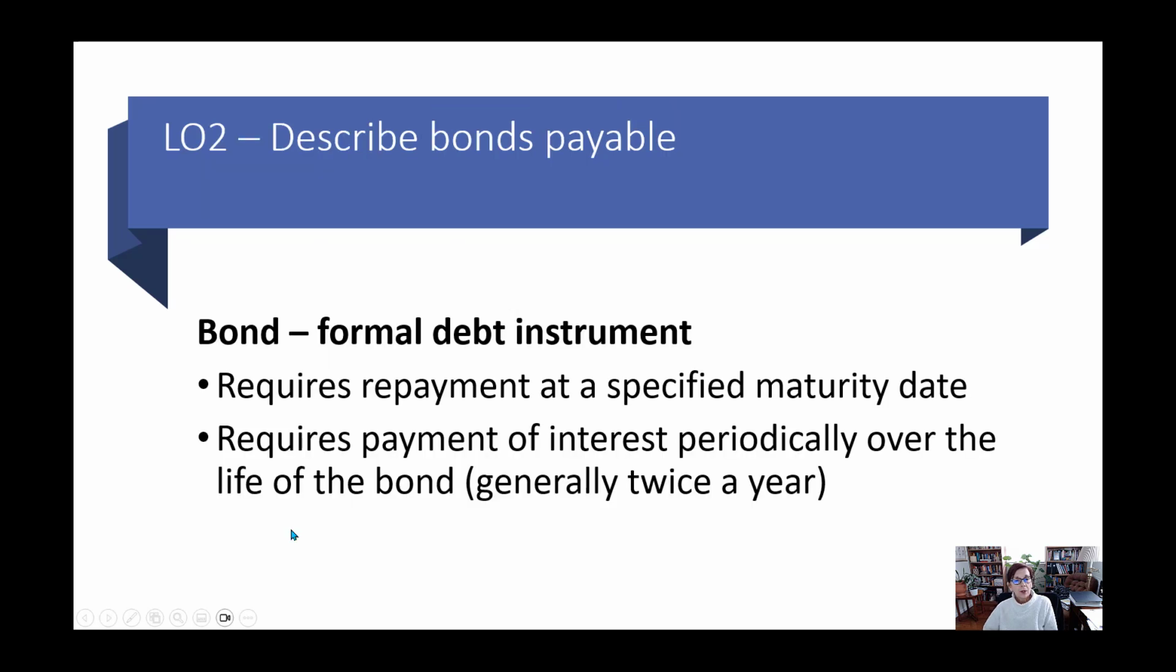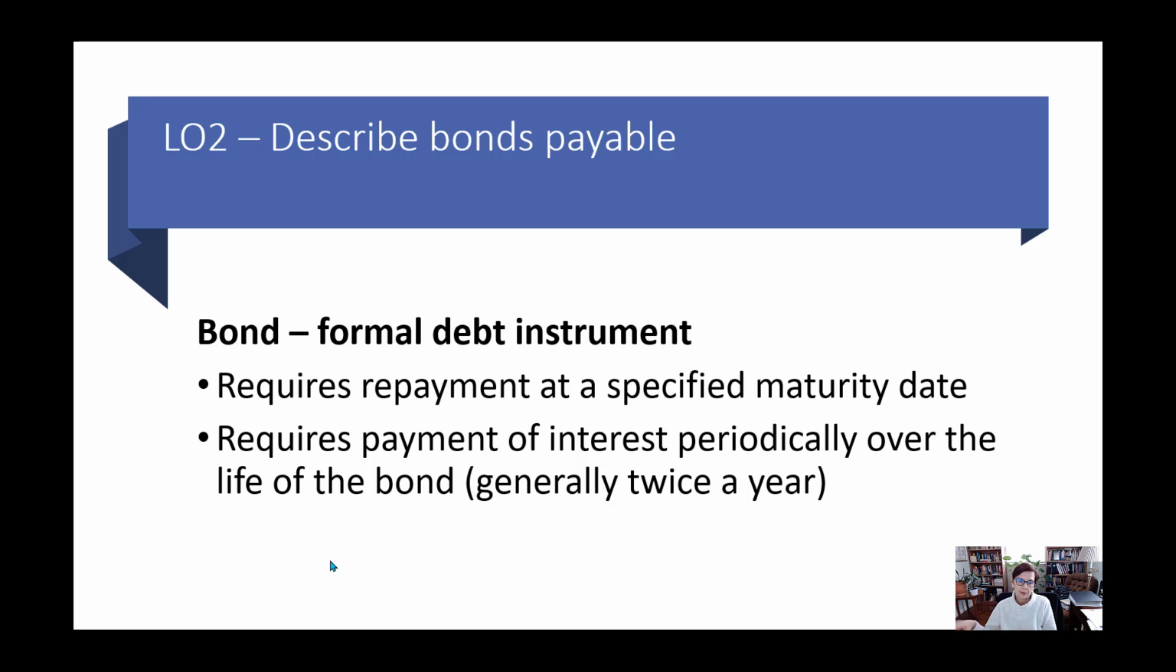All right, so let's talk about bonds payable now. A bond is a formal debt instrument, and it requires repayment at a maturity date, just like notes do. The difference with bonds is that it requires periodic interest payments. So interest payments have to be made every 6 months or every year throughout the life of the bond, which is generally a long period of time. Bonds are not a short period of time.